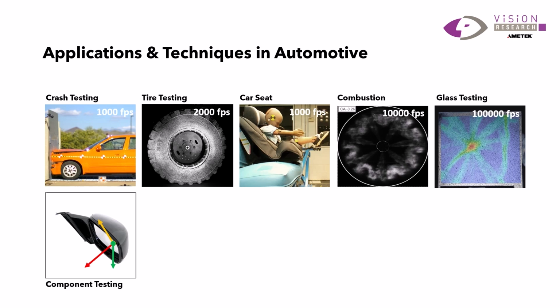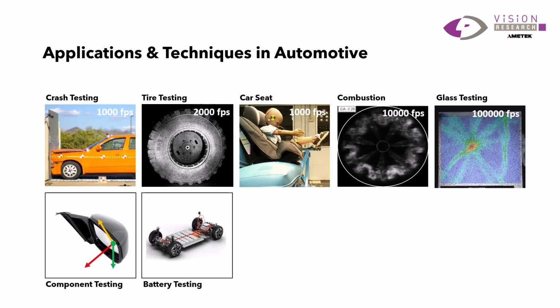Different component testing is completely variable in terms of its frame rate, depending on what you're looking at. Battery testing in, for example, EVs are heavily tested using high-speed cameras. That could be anywhere from drop testing to failure analysis to thermal runaway in these batteries.